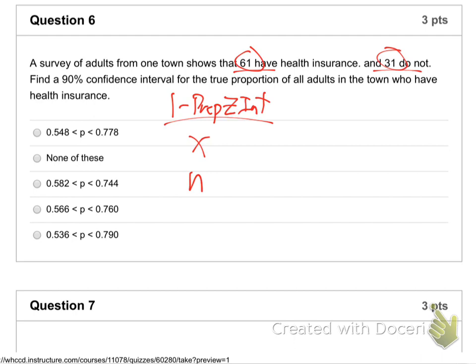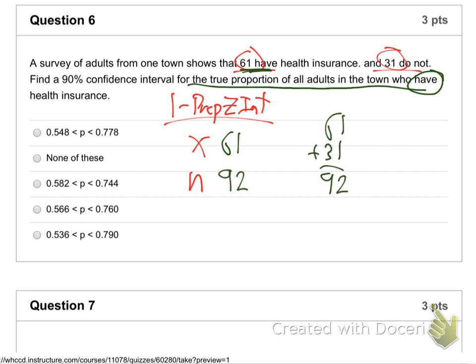Because this is who has health insurance. Yeah, you got to watch what they say. What do they say? For the true proportion of all adults in town who have. They want you to come up with a confidence interval for the proportion that have. That's the 61. And then you got to add these up to get the total 92. And do a 90% confidence interval.